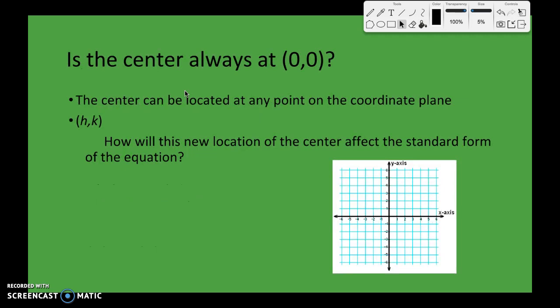So is the center always at 0, 0? Absolutely not. That's why we have the variables h and k. The h and k, basically they mean that we can have the center at any quadrant. We can have it slid up and down the y-axis. We can have it slid left and right the x-axis. It could be at any position. So the provisions of the standard form, having that h and k there, give us the opportunity to basically substitute in whichever location that we choose for the circle to be.